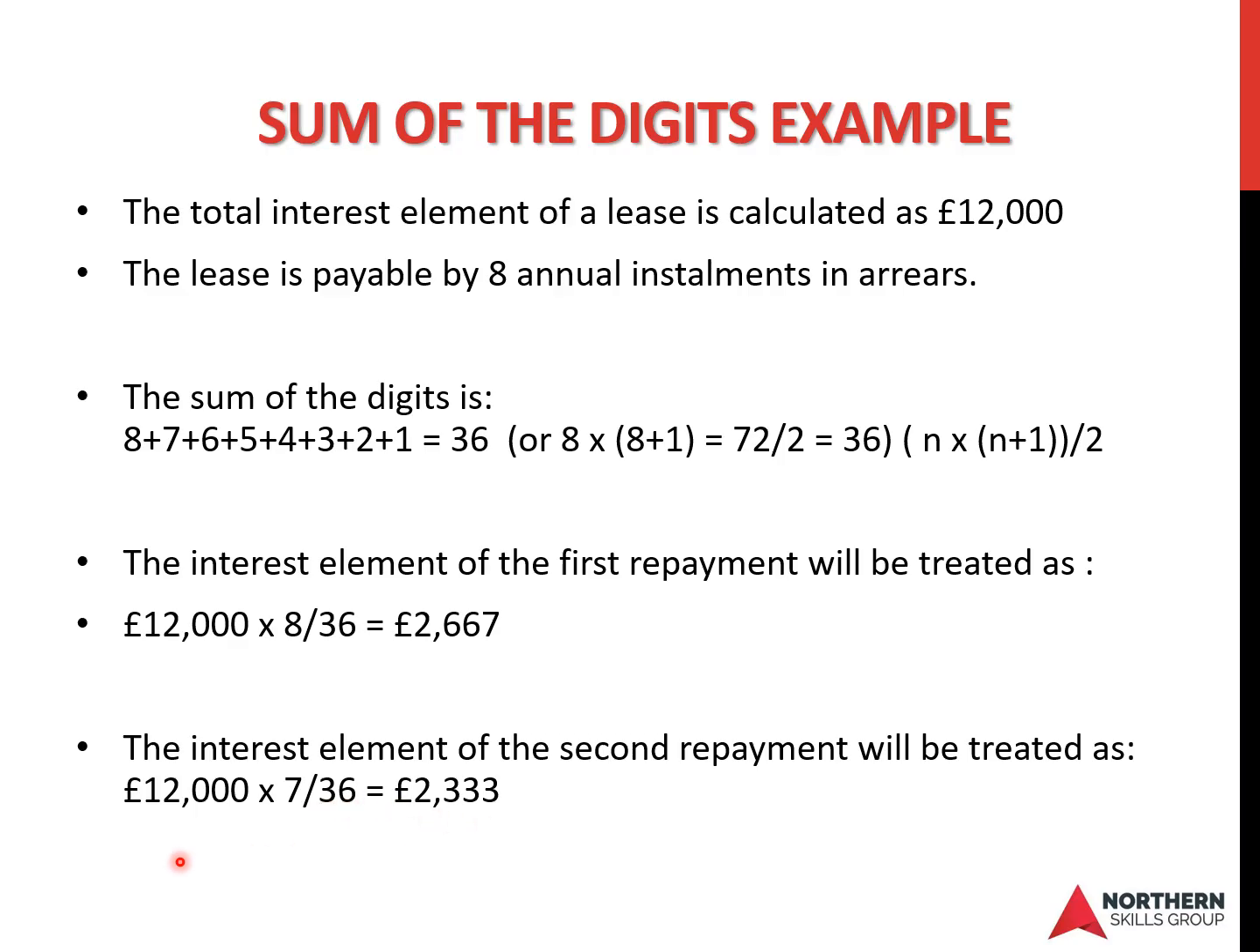2,333. The interest element of the third repayment would be 6/36. The fourth one would be 5/36, and so on. So that's how the interest element of each total repayment is calculated using this sum of the digits method. And there's a question on that on the next slide for you to have a go at.